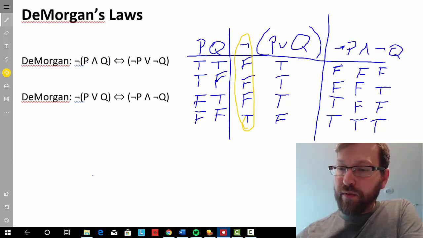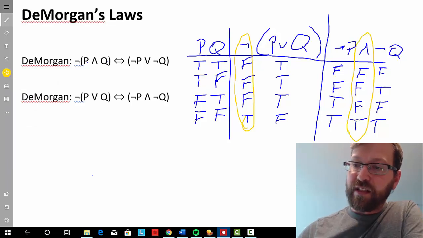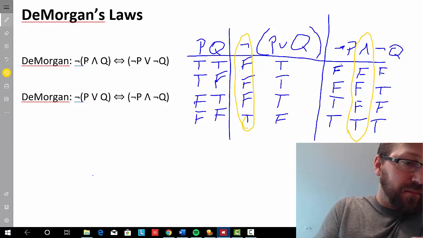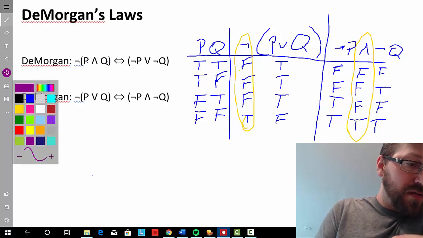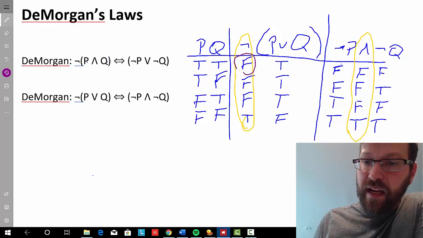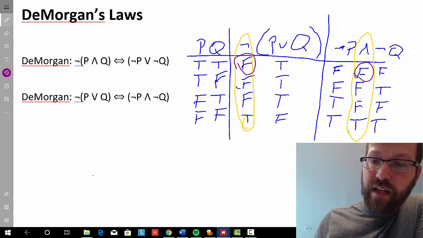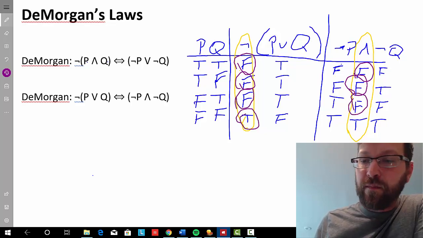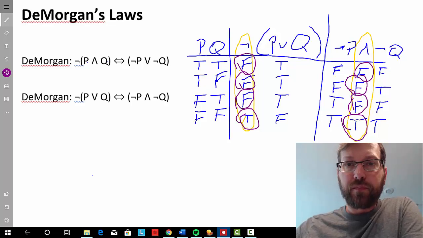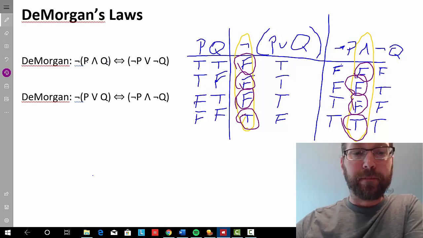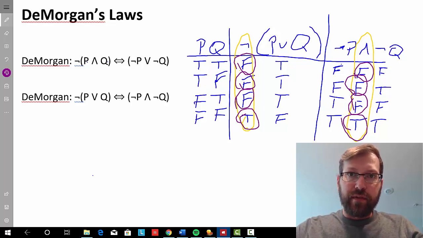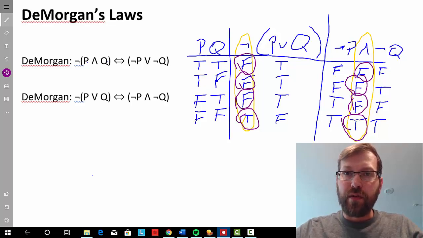So then we compare the truth conditions of our two sentences, and we see that they're the same. In case 1, they're both false. In case 2, they're both false. In case 3, they're both false. In case 4, they're both true. So they mean the same thing in FOL. All right, and since they're logically equivalent, since they mean the same thing, that's why it's a valid inference to infer one from the other.